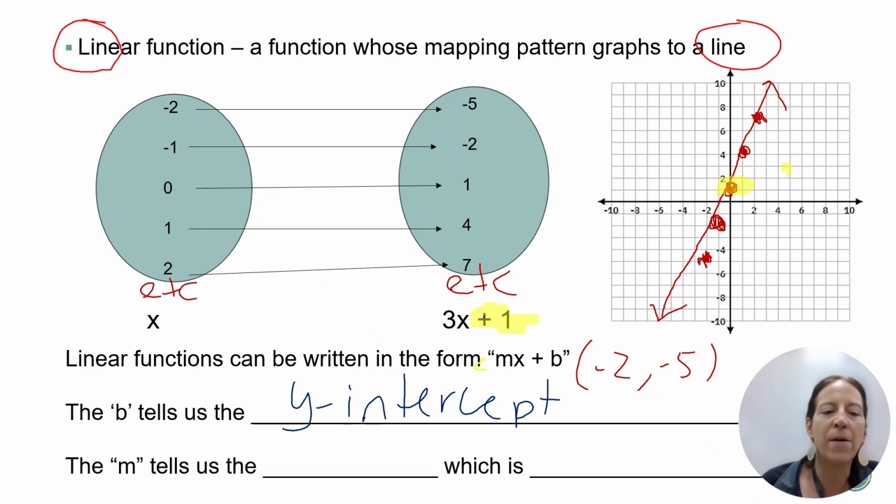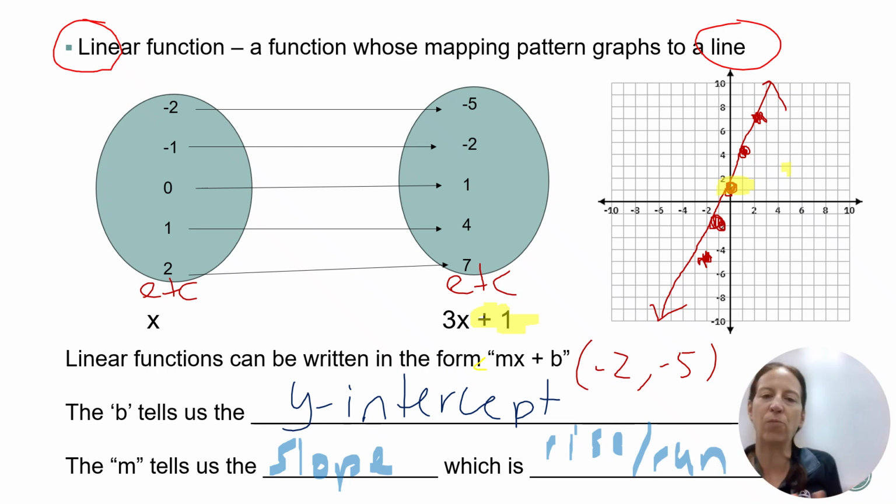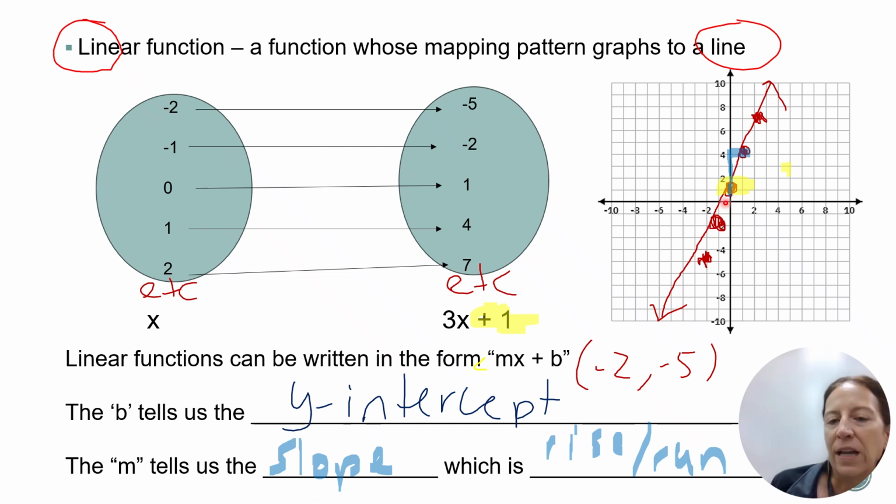And then the m tells us the slope, which is the rise over the run. Now that should sound familiar from Algebra 1. So I want you to notice this. If I pick any 2 points, so I'm going to pick these 2 points right here, and I count the rise and the run between those points, watch this. Starting at this point, I'll count up 1, 2, 3.